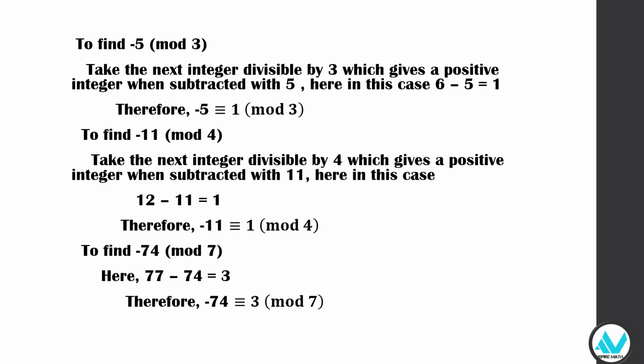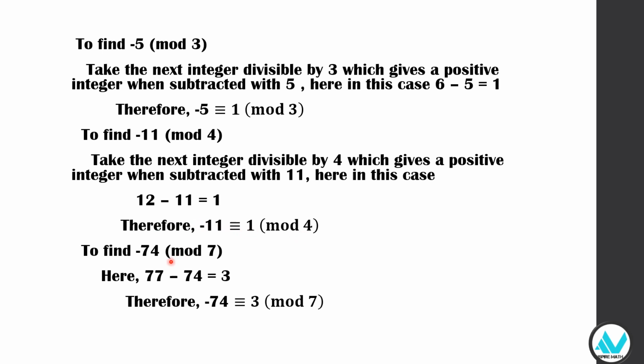To find minus 5 mod 3, let me take the next integer that is divisible by 3. So let me take 6 here. And also I have to check that when I subtract 5 from 6, I should get a positive integer. Here 6 minus 5 gives me a positive integer. Therefore minus 5 is congruent to 1 mod 3. Again let me see another example, minus 11 mod 4. Now let me take a number that is divisible by 4. So if I take 12, when I subtract 11 I get 1, which is again a positive integer. So minus 11 is congruent to 1 mod 4.